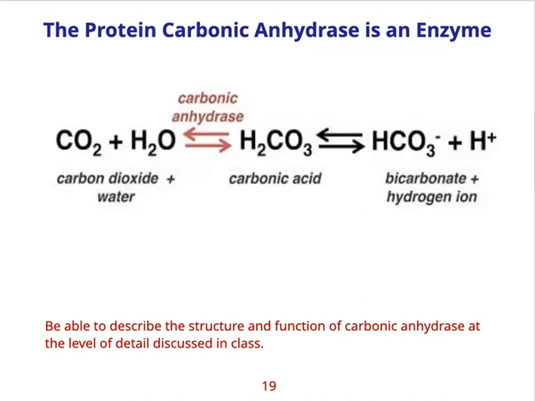Enzymes speed up the rate of chemical reactions to make them compatible with life. We would not be able to eliminate the waste carbon dioxide produced in our tissues without carbonic anhydrase. Carbonic anhydrase is an enzyme that dramatically speeds up the interconversion between carbon dioxide and water to carbonic acid, and in reverse.